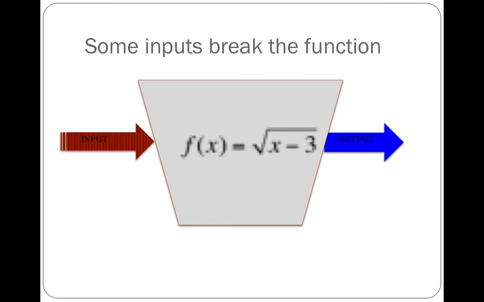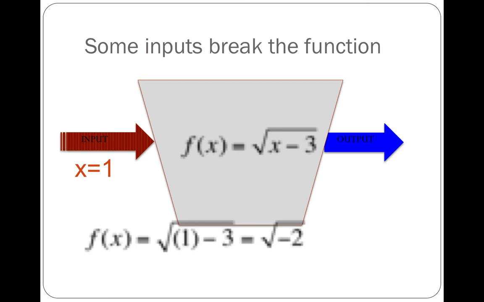Here's another one. I apologize for the messed up font, but hopefully you can see that this is f of x equals the square root of x minus 3. What if you feed in a number, let's say 1? Well, f of 1 is then equal to the square root of 1 minus 3, or the square root of negative 2. There's not going to be any output here because we're going to have a non-real answer.